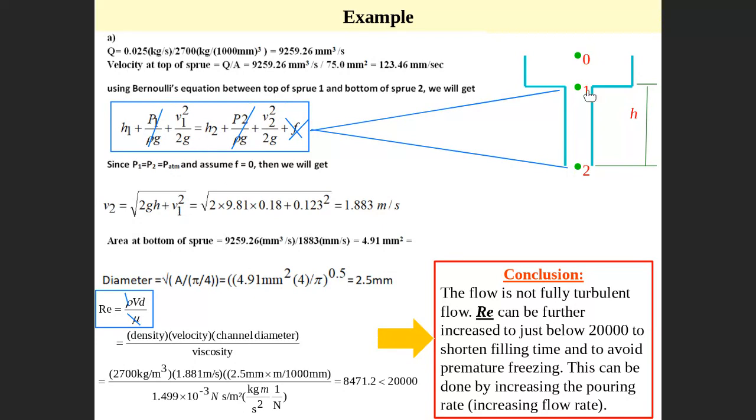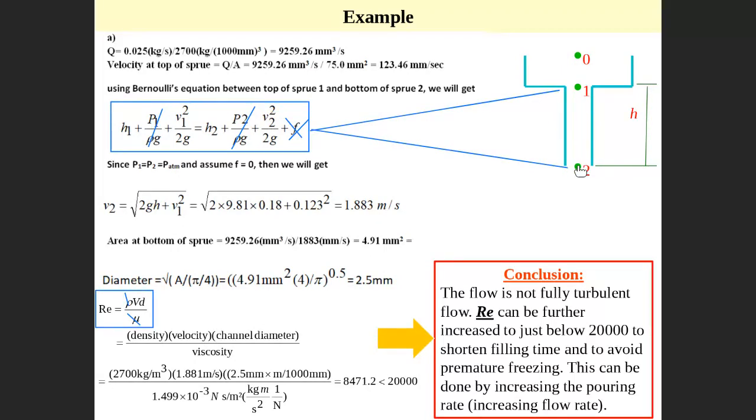This is the equation. If you apply between 0 and 2, it is 2GH plus V0 squared, but V0 we consider as 0 for simplicity, so we didn't consider it. But if you consider between 1 and 2, then velocity 1 must be available or must be known. We know H is given and velocity 1 is given. Then you can apply here and you get velocity at 2.